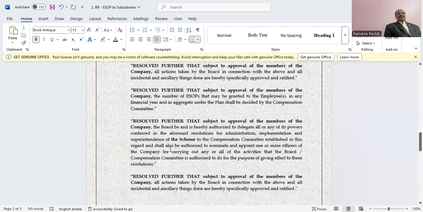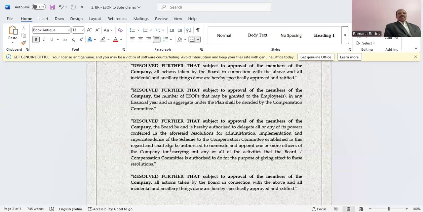And resolve further, subject to approval of the members of the company, the board is hereby authorized to delegate all or any of its powers conferred in the aforesaid resolution for administration, implementation, and superintendence of the scheme to the compensation committee established in this regard, and shall also be authorized to nominate and appoint one or more officers of the company for carrying out all or any activities that the board or compensation committee is authorized to do for the purpose of giving effect to these resolutions.